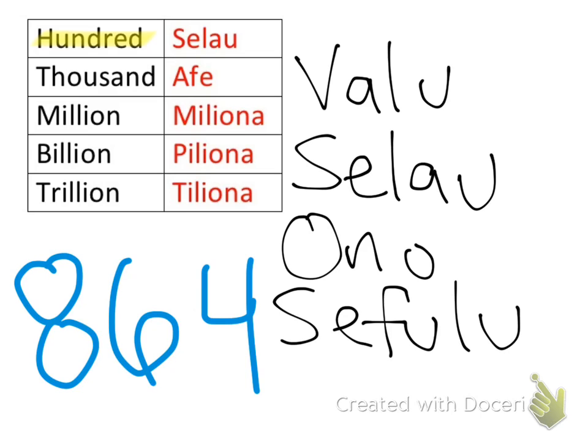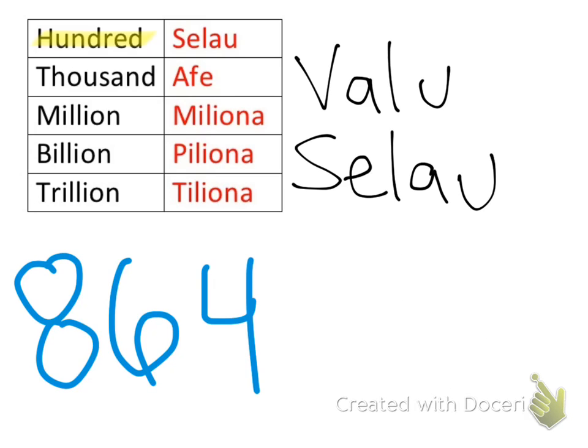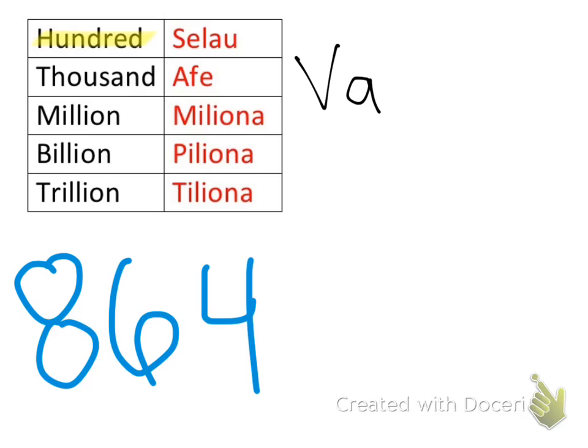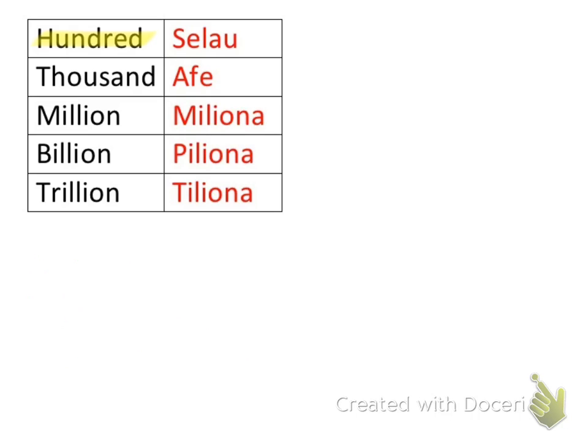And then in my singles unit, I have a 4, and in my singles unit, I don't have to add anything fancy, so I just write a fa. Whoops, I need to write fa right here, okay? So this is the answer for 864, valu silau, ono sefulu fa, okay? And if you got that, you're starting to really get the hang of this. I'm just going to give you one more number in the hundreds, and we will work on a little bit more just after this.